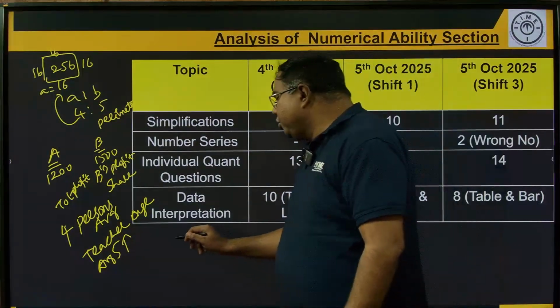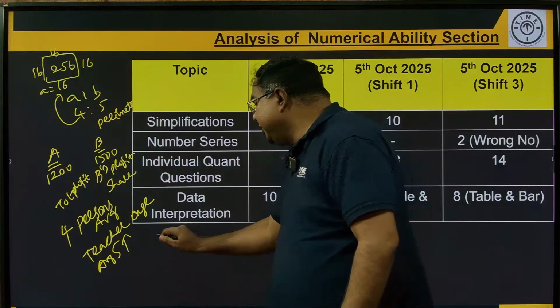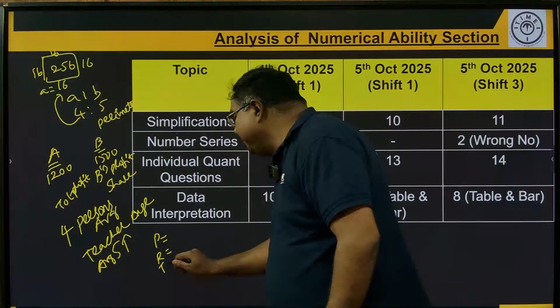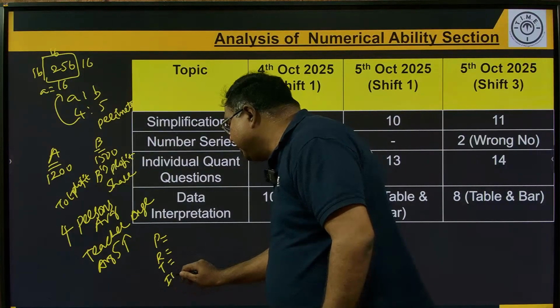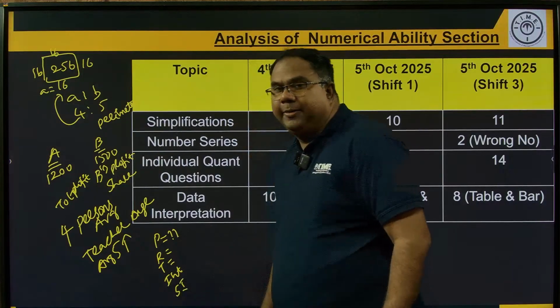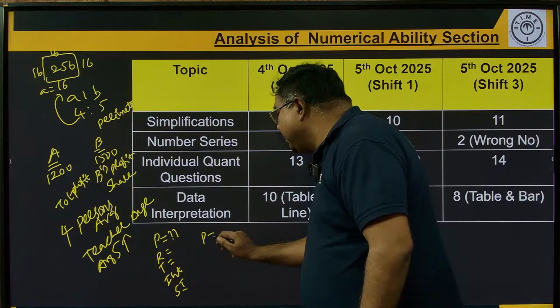Then you have questions on profit and loss. You have questions on simple interest, compound interest. Principal given, rate of interest given, time period given, interest given. He has not given the principal. You have to find out the principal. It is simple interest, right? Then what happens is he has given you the same principal.